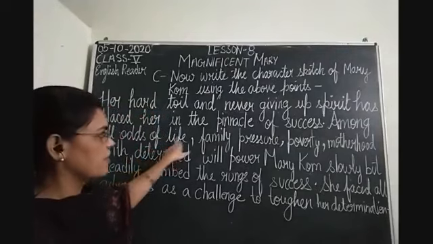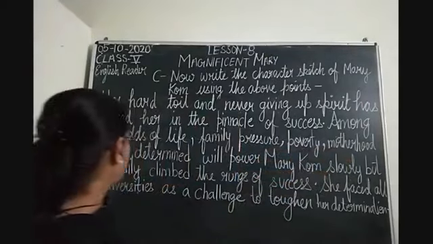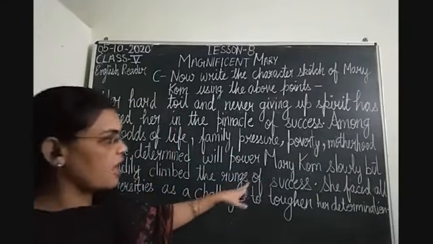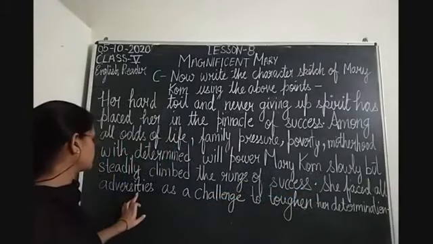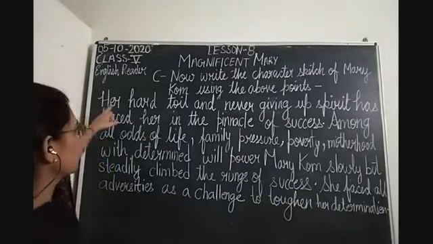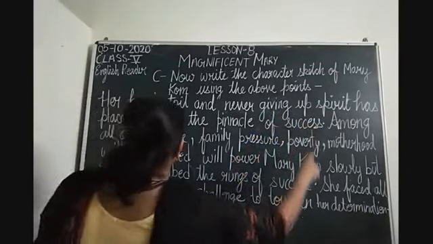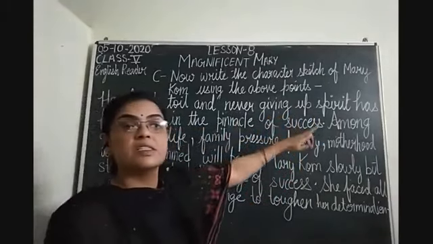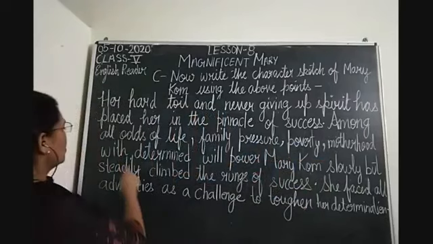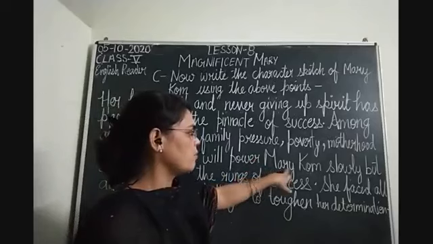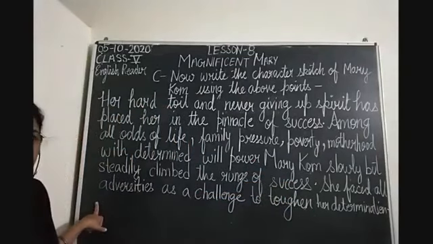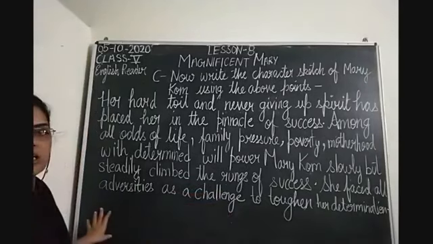Among all odds of life, family pressure, poverty, motherhood, with determined willpower, Marie Kom slowly but steadily climbed the rungs of success. She faced all adversities as a challenge to toughen her determination. Once again, I'll read this out for you students. Her hard toil and never giving up spirit has placed her in the pinnacle of success. Among all odds of life, family pressure, poverty, motherhood, with determined willpower, Marie Kom slowly but steadily climbed the rungs of success. She faced all adversities as a challenge to toughen her determination.